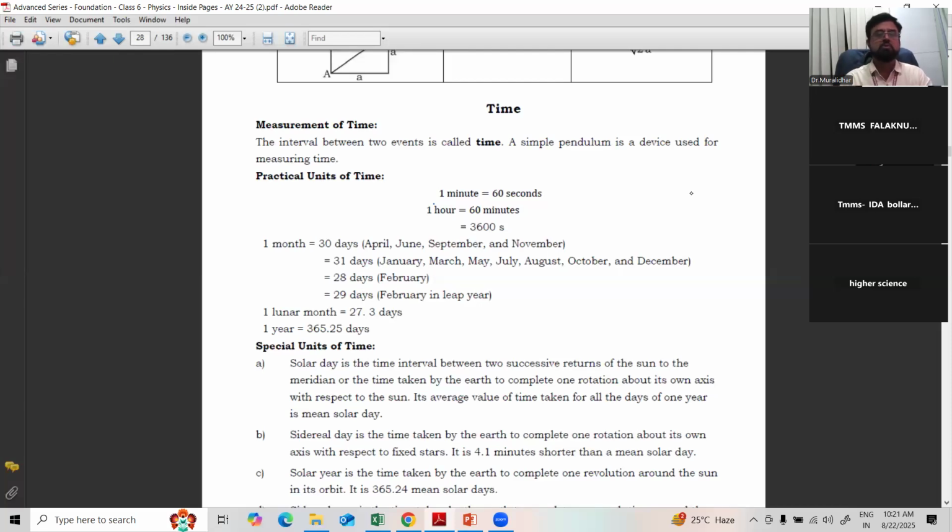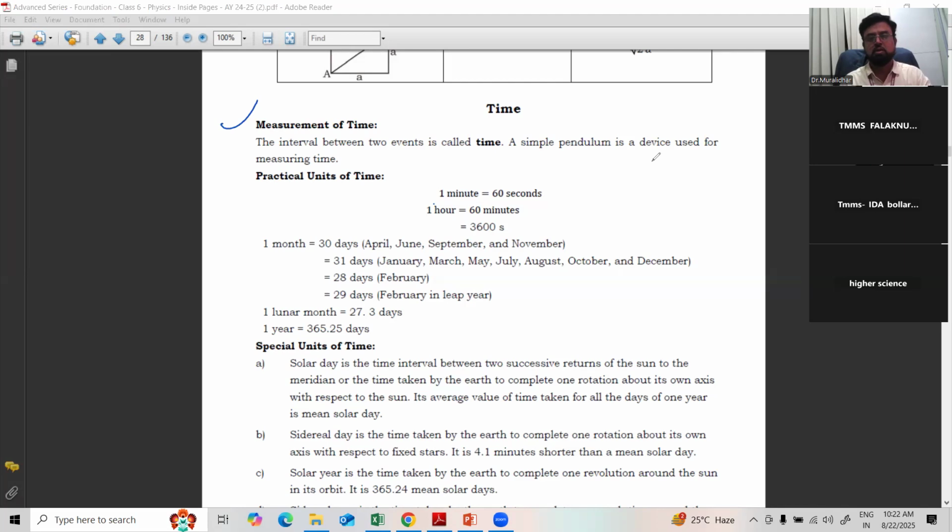So what is time? Time is nothing but the interval between two events. Right? The interval between two events is called time. For example, my class starts at 10 o'clock. It ends at 10:40. So this 40 minutes is called the time duration of the online class.